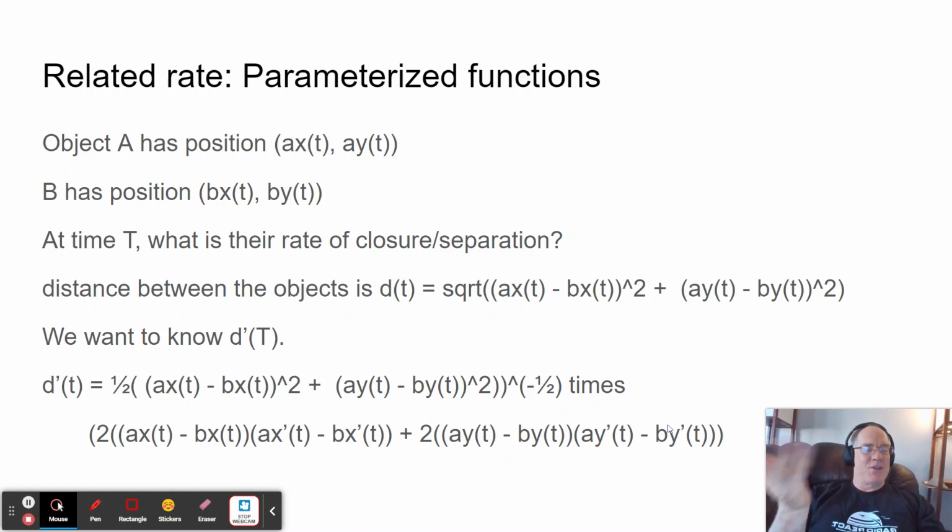So this gives you a general solution for any two objects moving along as a function of time. What is the distance between them? And then the derivative of the distance is their rate of closure or separation as a function of time. And all you have to do is substitute in, and that's just algebra.